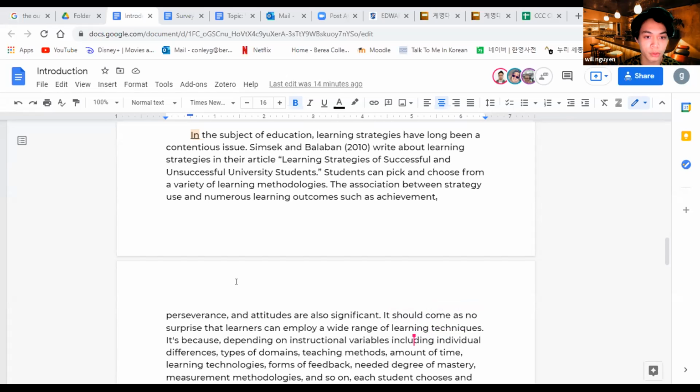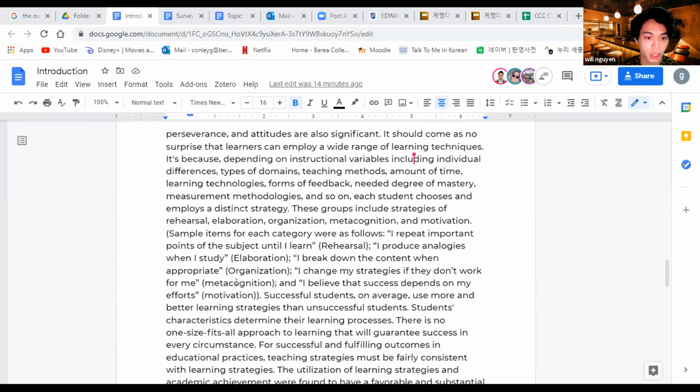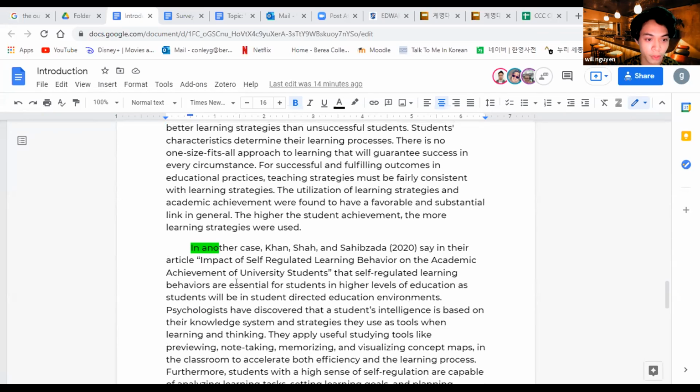This will include strategies of rehearsal, elaboration, organization, metacognition, and motivation. And successful students on average use more and better learning strategies than unsuccessful students. Students' characteristics determine their learning process. There's no one-size-fits-all approach to learning that will guarantee success in every circumstance.